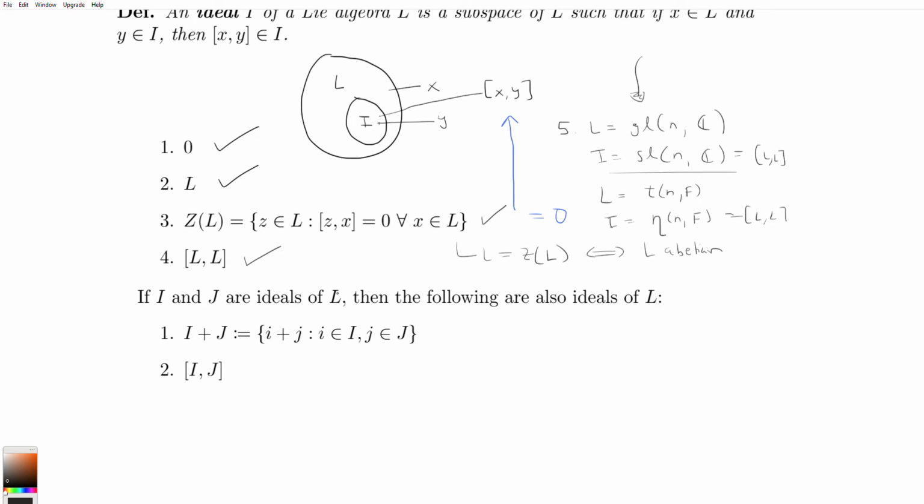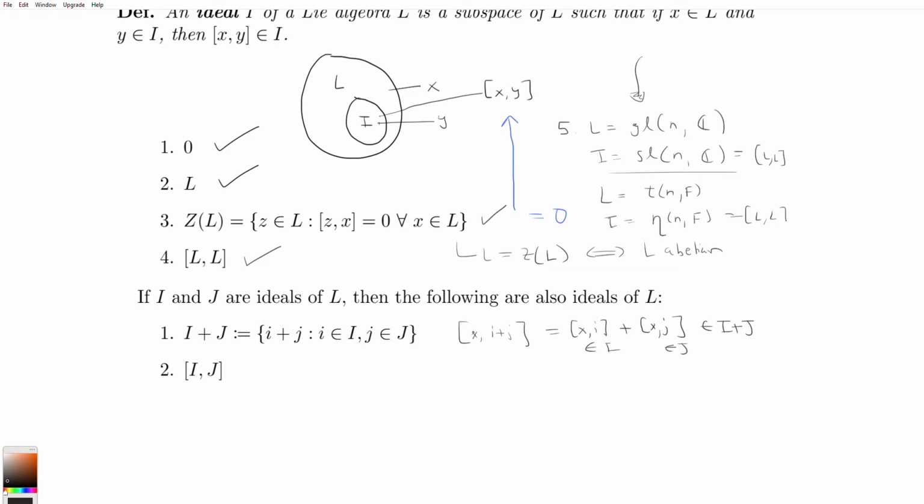If I and J are ideals of L, then the following are also ideals of L. First of all, there's I plus J as just a vector subspace. That's also going to be an ideal. If you take some arbitrary x inside of L, and bracket it with some arbitrary I plus J sitting in here, just use linearity. This is [x, I] plus [x, J]. And so this guy sits in I, this guy sits in J, so this entire thing sits in I plus J.